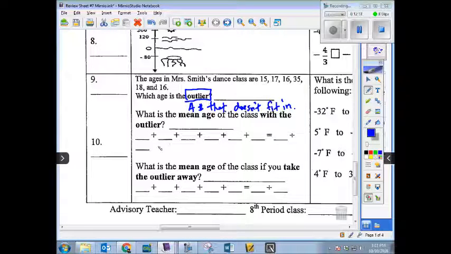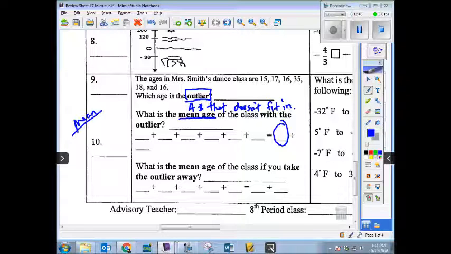Now, when you get down here, you're going to be finding the mean age. Just a quick refresher of the mean: you are going to add up all the ages. In this case, we're going to add them all up and get a total, like 15 plus 17 plus 16 plus 35. Then we're going to divide it by however many people there were, how many numbers there were. So that's how you find the mean.